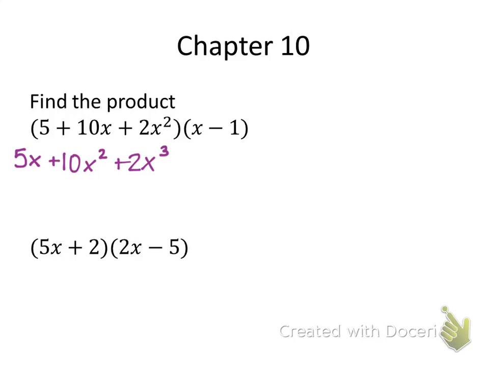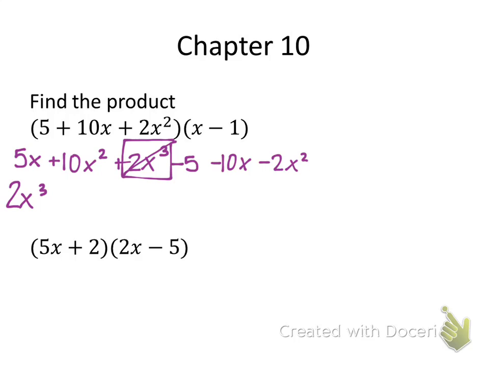All right, now let's distribute the negative 1. And I'm just going to write it right beside it. Negative 1 times 5 is negative 5. Negative 1 times 10x is negative 10x. Negative 1 times 2x squared is negative 2x squared. All right? Now just combine like terms. And remember, I want to start with my largest exponent first. So I look for that, which is 2x cubed. I don't see any like terms for 2x cubed, so I go ahead and write it.